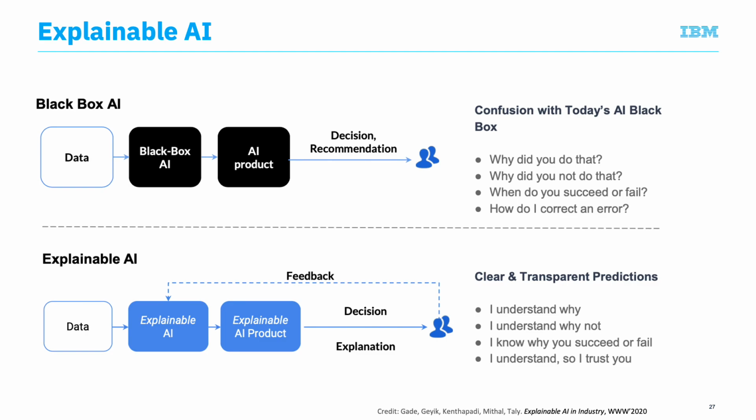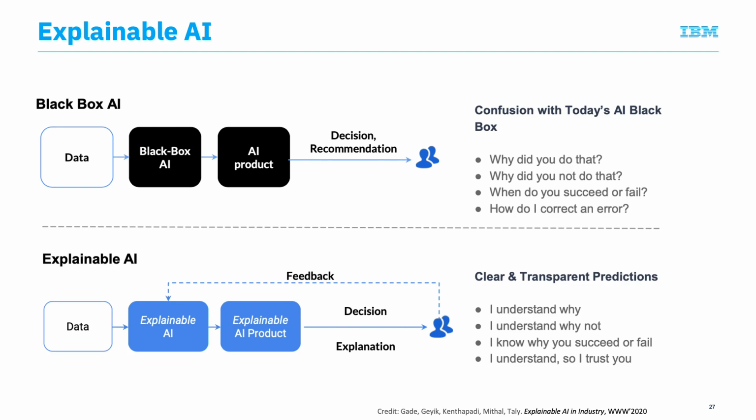First, black box AI. Today's black box AI models are the main driver for AI products. When a black box AI model provides decisions or recommendations to a user, it is often difficult to understand why the model produces or does not produce a particular result. It is almost impossible to predict when it will succeed or fail. Correcting specific errors also tends to be quite challenging.